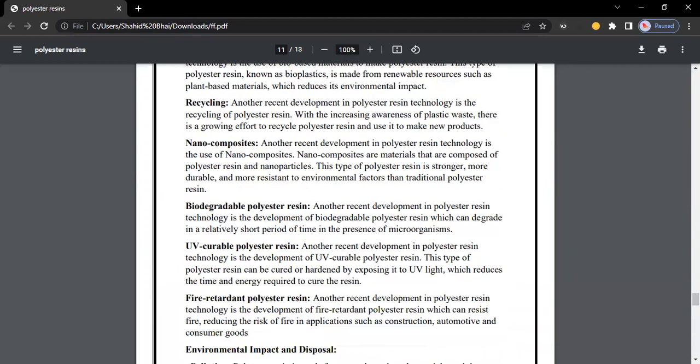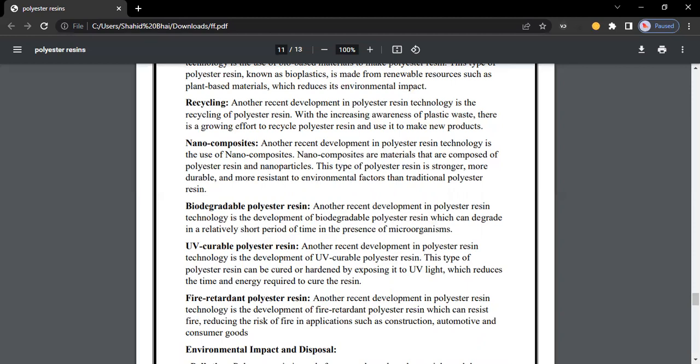Nanocomposites and nanoparticle technology are also used in polyester, composed of polyester nanoparticles. This type of polyester is stronger, more durable, and more resistant to environmental factors than traditional polyester. It means that when we form the polyester on the nanoscale, it is more beneficial, more efficient, and more resistant to environmental factors.